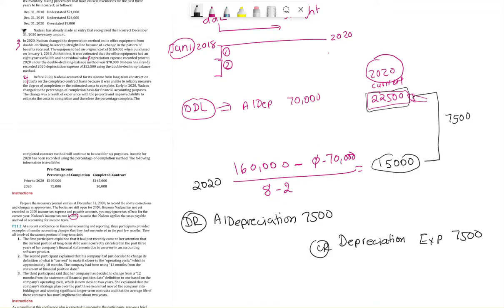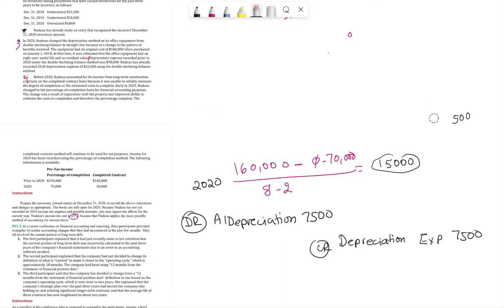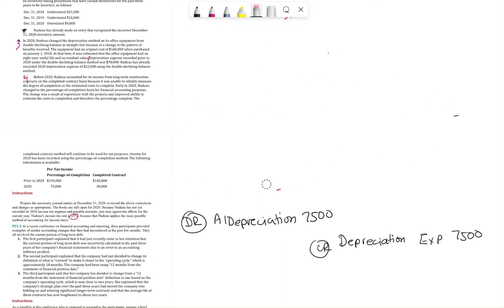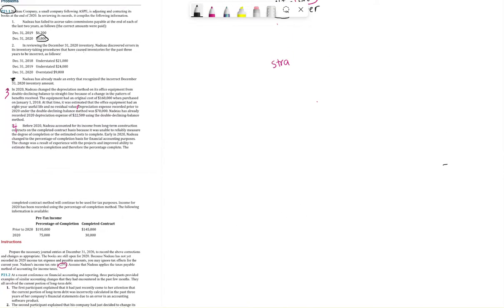And for number 4, we have to see what they want us to do. So let's read and see what the question is asking. They're saying before 2020, Nedu accounted for its income for the long-term construction contract on a completed contract basis. So we're calculating our income using the completed contract method.